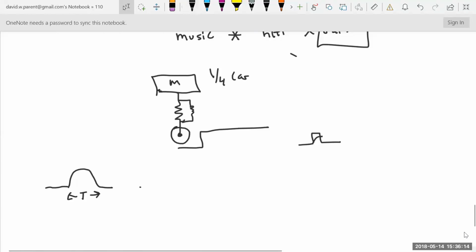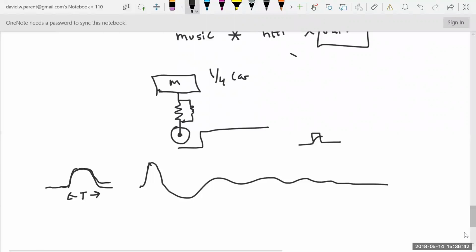Let's see, what would that look like? Well, if I can keep this time constant of the speed bump smaller than the time constant of this, it doesn't matter that it's not infinitely high. It doesn't matter if the shape is curved out. You're going to get that impulse response, right?